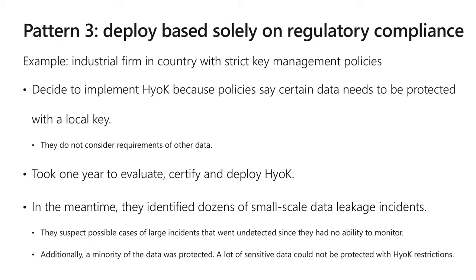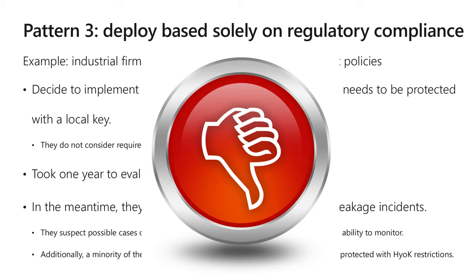Through the period in which they implemented and afterwards, they discovered quite a few instances of small-scale data leakage. Critical, important, relatively small scale. Now, since they don't have the tools to monitor data leakage, because 99-point-something% of the data is not encrypted or protected at all, there are probably much bigger instances of data leakage going on that they simply are not aware of. That means that by choosing to protect only what the regulations said must be protected, they left everything else unprotected. That's, again, not a good pattern.